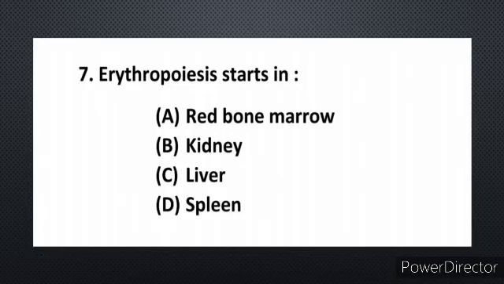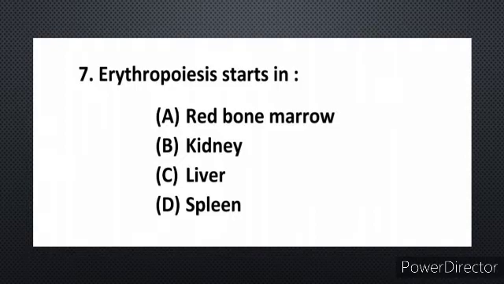Seventh question. Erythropoiesis starts in. What is erythropoiesis? Erythropoiesis is the process of formation of red blood cells. Formation of RBC is nothing but erythropoiesis. It actually happens in the bone marrow, red bone marrow. The option is red bone marrow.